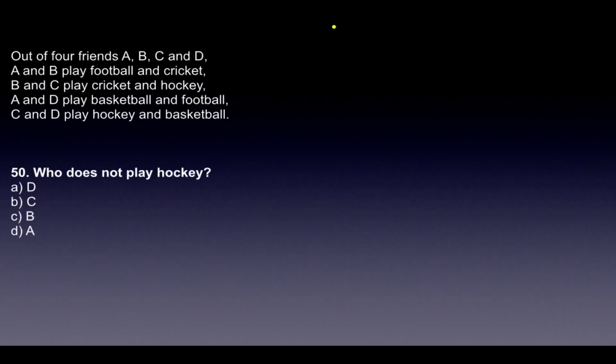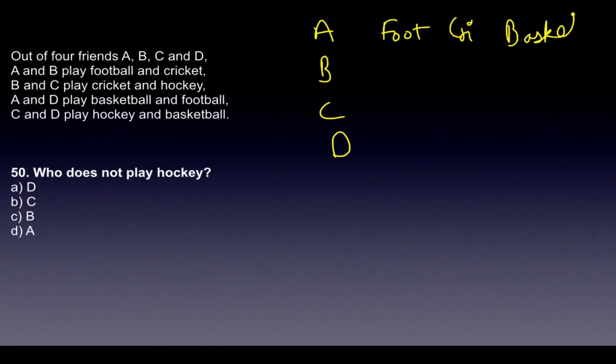A and B, so just write like this: A, B, C, D. A plays football, okay. A plays cricket, okay. Now see, A plays basketball and A plays football. Now come to B. B plays football, B plays hockey. B plays cricket and B plays hockey. Is that understood? B plays football, cricket and hockey. Now come to C. C plays cricket, hockey, and basketball.